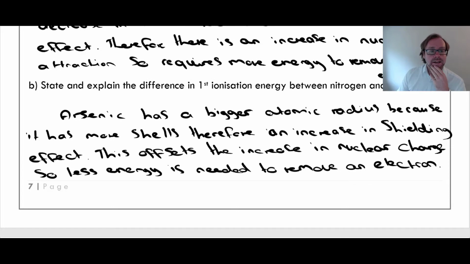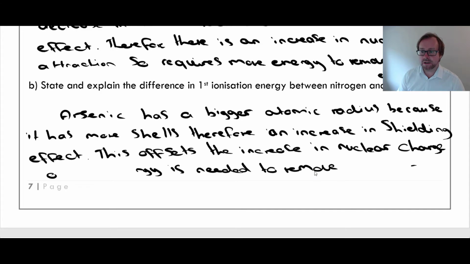And lastly, state and explain the difference in first ionization energy between nitrogen and arsenic. Remember, we're going down a group now. So arsenic has a bigger atomic radius because it has more shells, therefore an increase in shielding effect. This offsets the increase in nuclear charge, so less energy is needed to remove an electron. Okay, so I may just change that a little bit because I have not mentioned anything about my nuclear attraction, so we need to put that in.